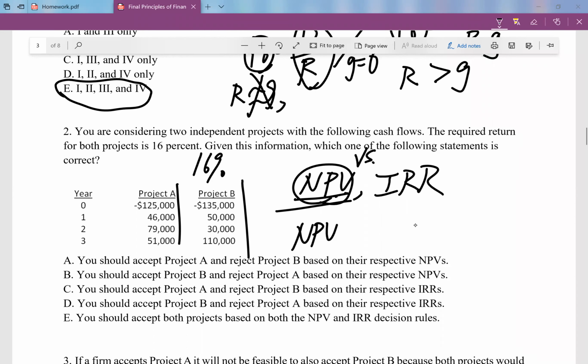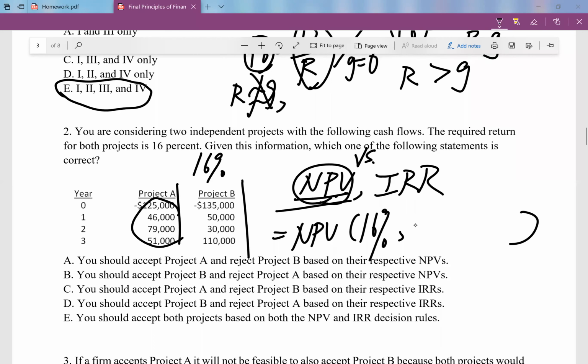For NPV, you can use the NPV function in Excel, right? I mean, this semester is very special, because of the pandemic of the coronavirus, we can stay at home to take a test. So you can use your Excel sheet on your computer to do these calculations. First you will put in the NPV function, then choose 16%. That's the discount rate. Then you will select these cash flows.